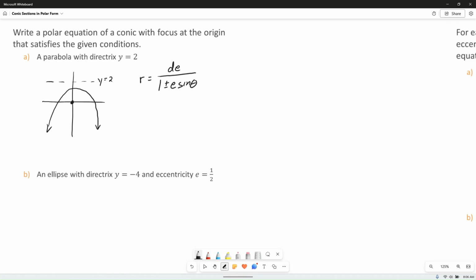Okay, so because it's a parabola, that tells me that the eccentricity, which is e, has to be 1. So that's a nice, easy thing to figure out. As soon as we see it's a parabola, we know the value of e is 1. The second part is we need to figure out the value of d. Well, the d value is whatever our directrix is. So since we have a directrix that's y is equal to 2, that tells me d is 2.